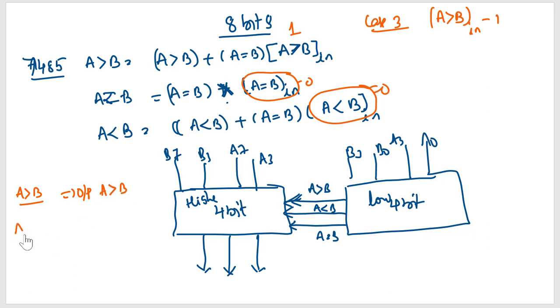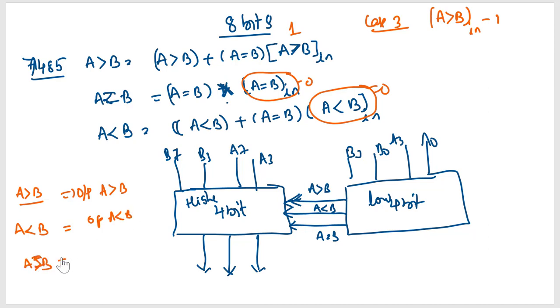Suppose if higher order bit a less than b, let us assume, in that case this will be 0, this will be 0, and this will be 0, this will be 1, this will be 0. That means you are going to get output a less than b. Suppose a equals to b at the higher order bits.